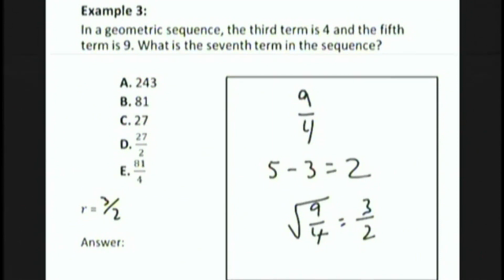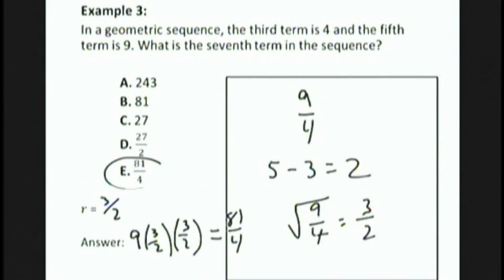Now, since the fifth term of the sequence is 9, we can get the seventh term of the sequence by taking that 9 and multiplying by 3/2 to get to the sixth term, and then 3/2 again to get to the seventh term. And this comes out to 81 over 4, which is choice E.